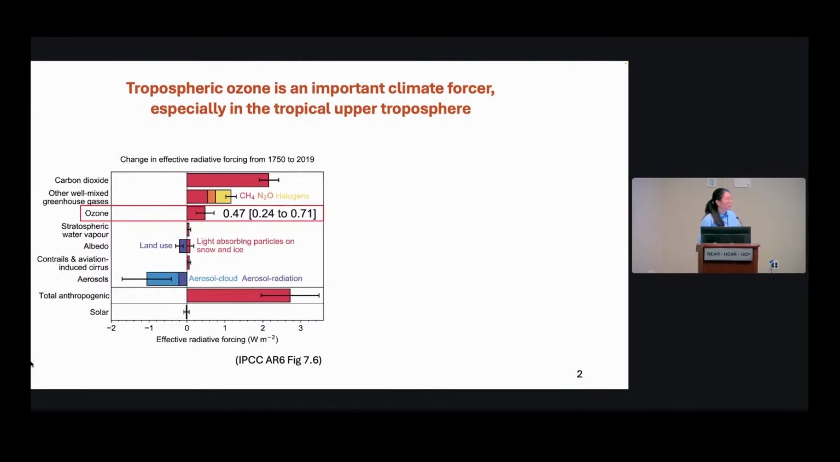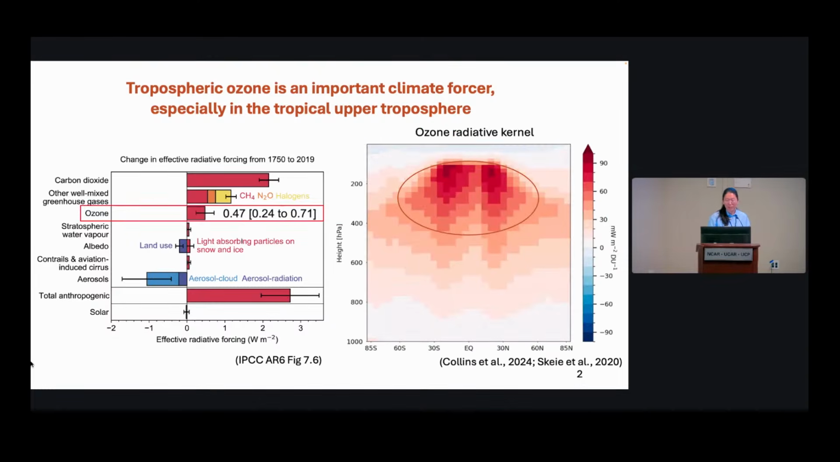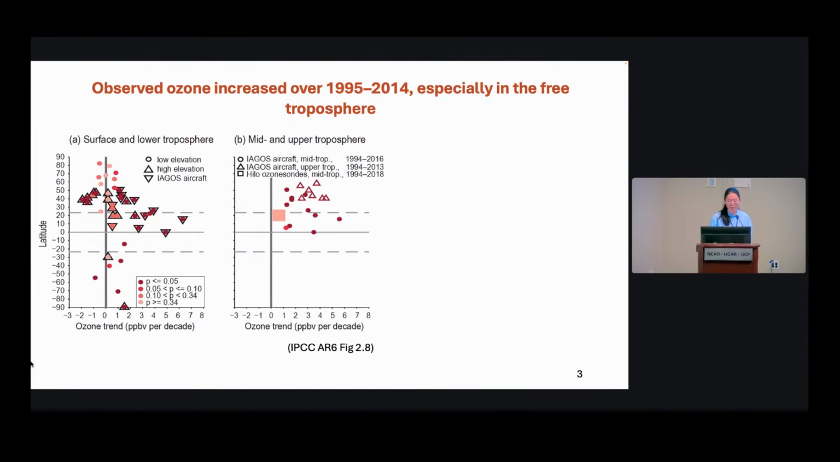As Steph just mentioned, tropospheric ozone is the third most important anthropogenic greenhouse gas in terms of present-day radiative forcing, and its radiative efficiency is strongest in the tropical upper troposphere regions. This is the region where we find in the observations that the observed upper tropospheric ozone trends still increase, even with the mitigation efforts for controlling air quality near the surface.